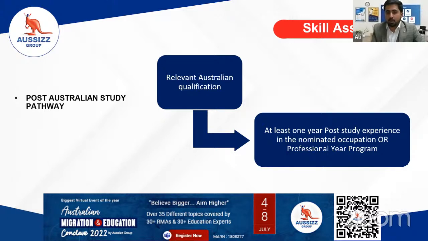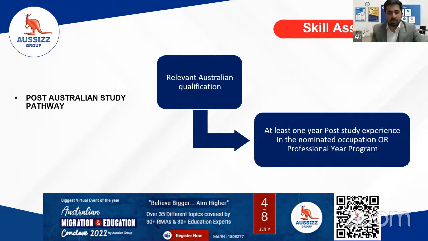Now, so 1 year experience, the most important part is it has to be in nominated occupation. Now, how to know what is your nominated occupation? That will be determined by the course content or the course structure, or what you have studied, what sort of degree you have done.